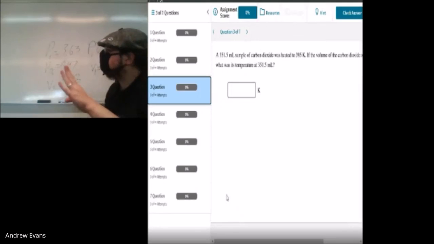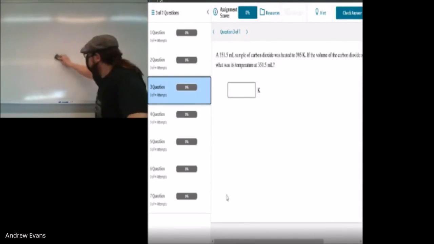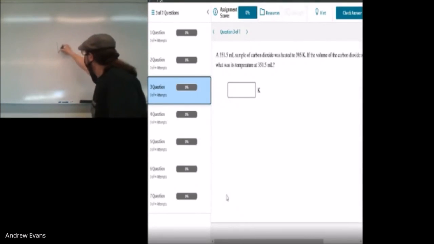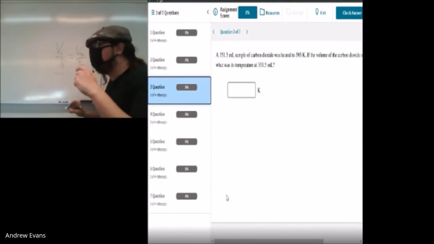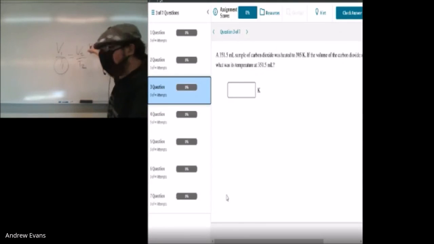The exact same setup, except the equation is slightly different. Instead of being inversely proportional, these are directly proportional. So your equation is instead V1 over T1 equals V2 over T2, and we need to solve for T1. So how do we solve for T1? We're going to have to get T1 to the other side and then isolate T1.